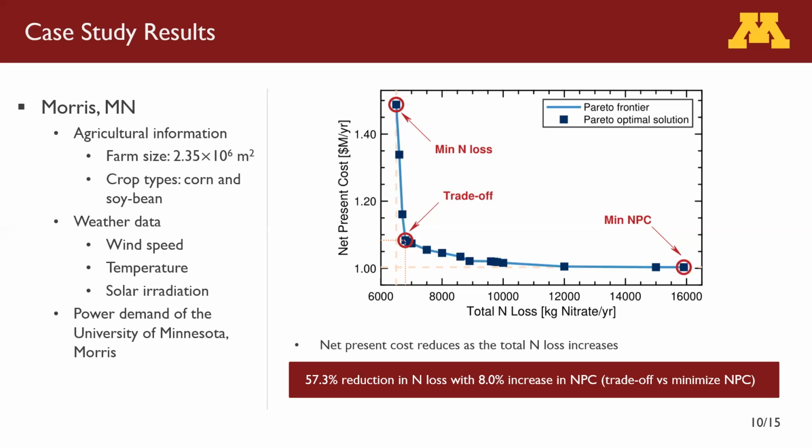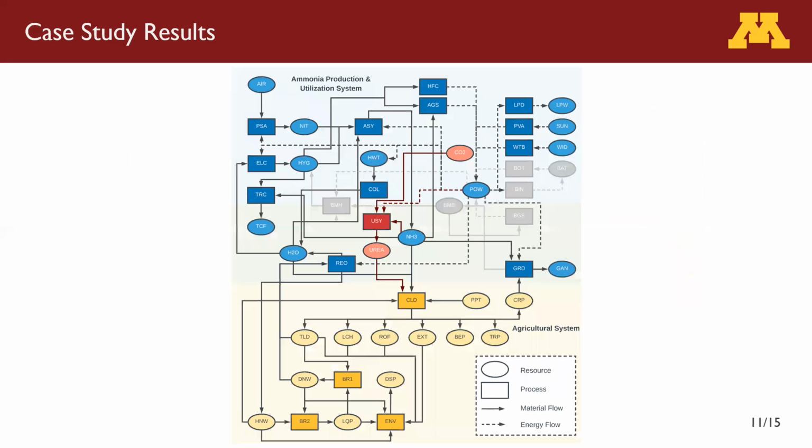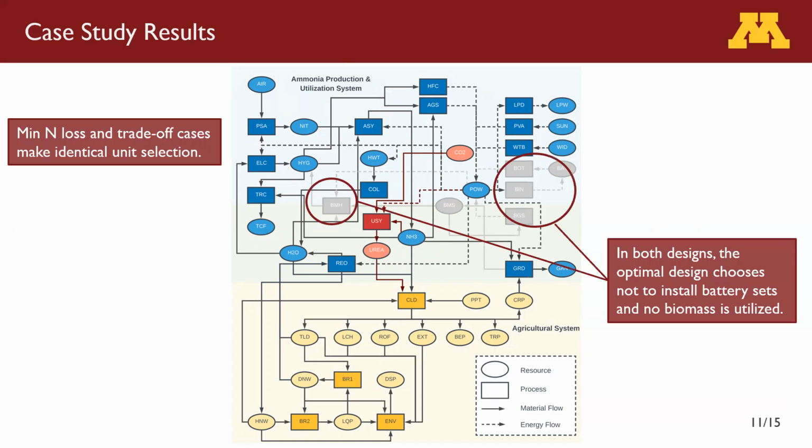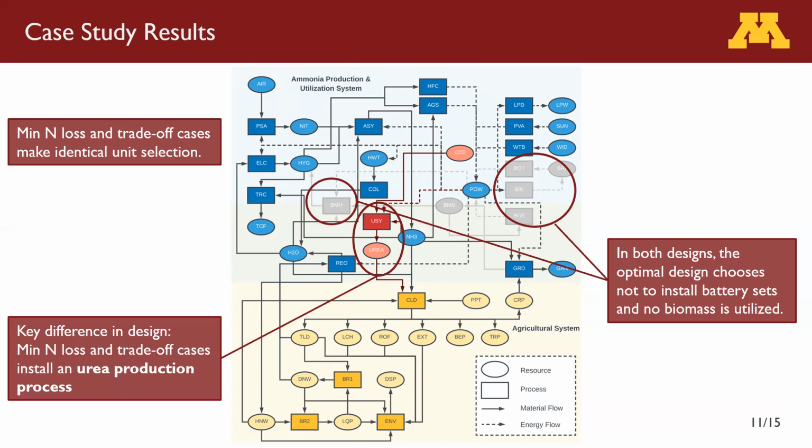We selected 3 Pareto optimal solutions, minimizing N loss, trade-off point, and minimizing net present cost, for comparison, and we will analyze them in more detail in the later parts. So by looking at the process unit selection, first, we notice that minimizing N loss and the trade-off case make the same process unit selection. In all 3 cases, the optimal design chooses not to install the battery set, and no biomass is utilized. The key difference in design is that minimizing N loss and the trade-off case installed a urea production process, while the minimizing net present cost case does not.